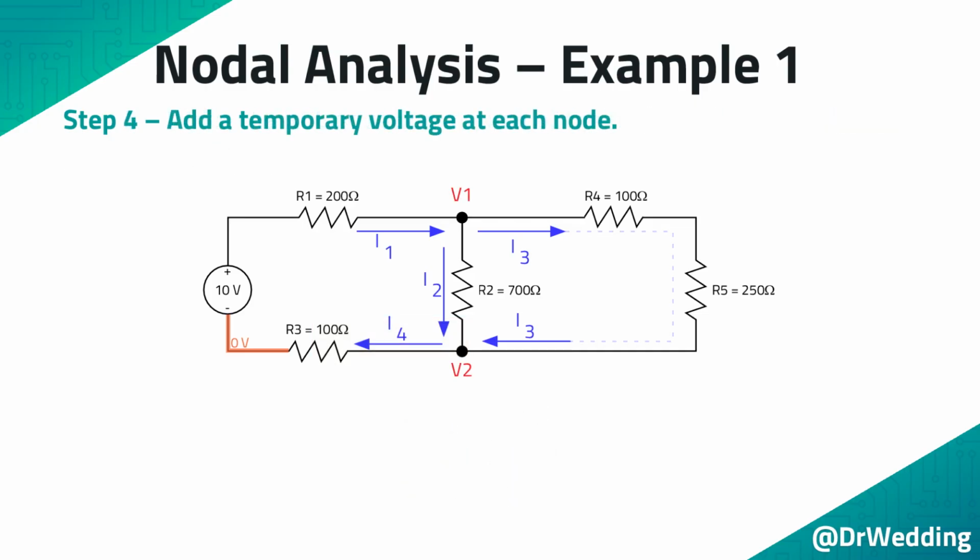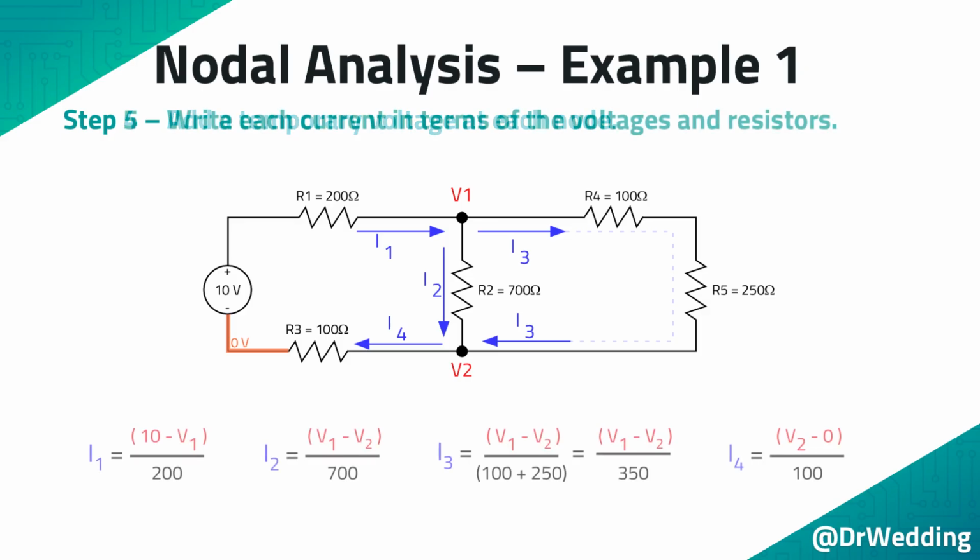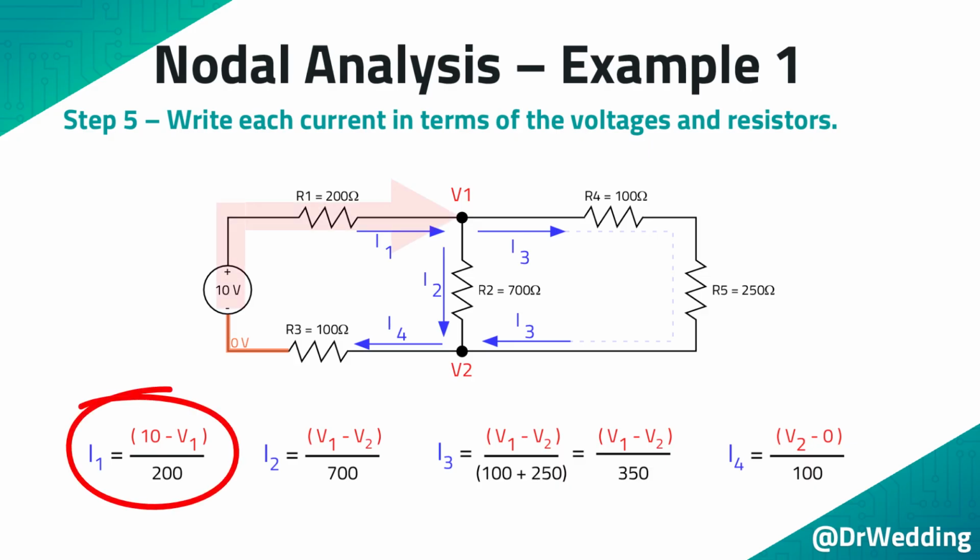Add a temporary voltage at each node. Step 5. Write each current in terms of the voltages and resistors. The current I1 is assumed to be flowing from the 10-volt supply to the node, so the voltage across the 200 ohm resistor is 10 minus V1.